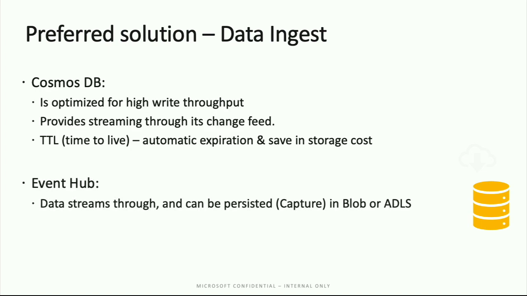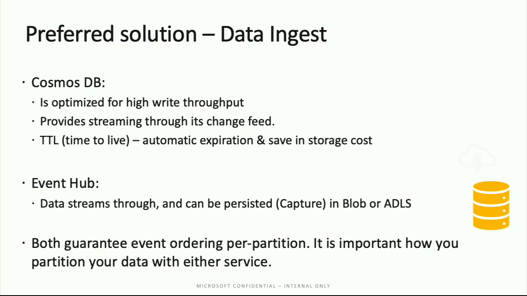I kind of summarized it, but just to give you the idea, Cosmos DB is optimized for high write throughput, provides streaming through change feed, and you can make use of the time to live feature so that you can automatically expire these documents to save storage costs. Event Hubs, as you know, is data streaming and can persist. For batch processing of it, you can also use Event Hubs Capture.